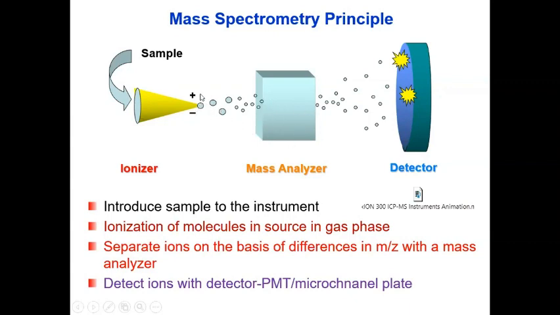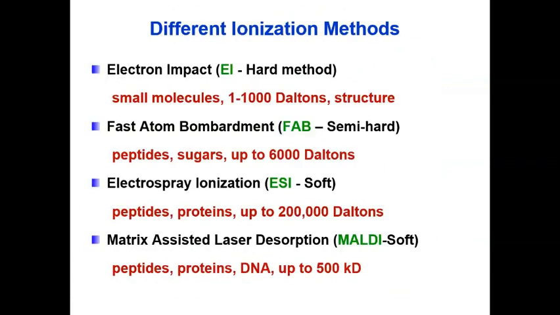Then we have a mass analyzer. These ionized molecules will pass through the analyzer. Then we have a detector. It goes to the detector, and we will have different types of detector like photomultiplier tube or a micro channel plate. We will see in detail what is a photomultiplier detector or a micro channel detector.